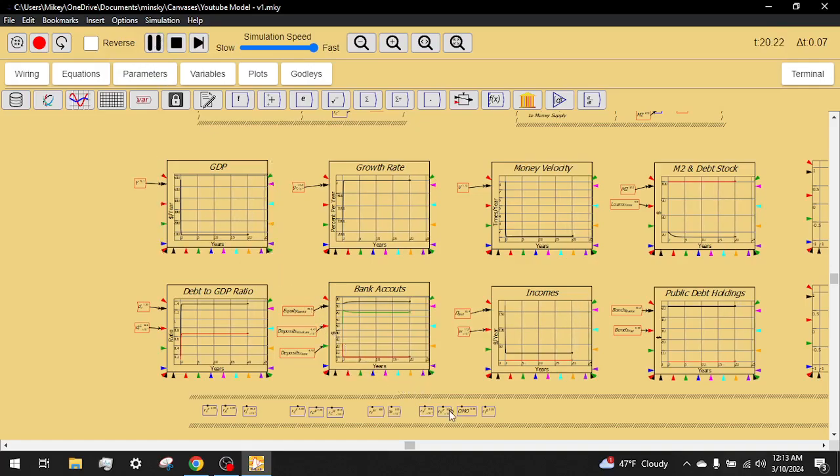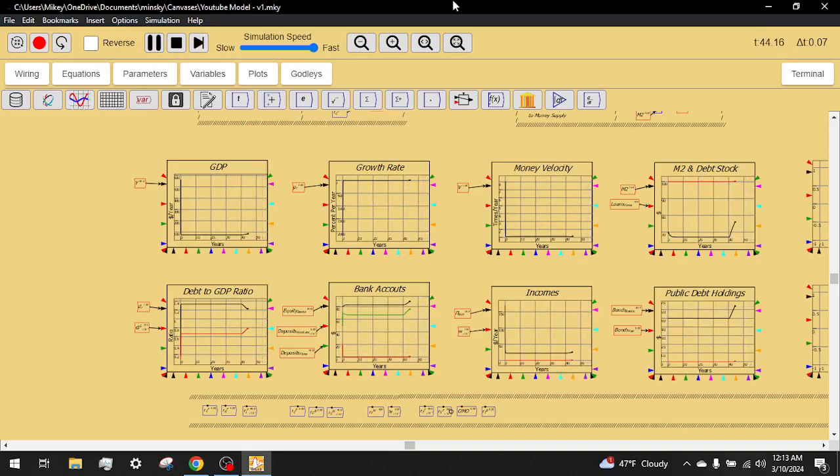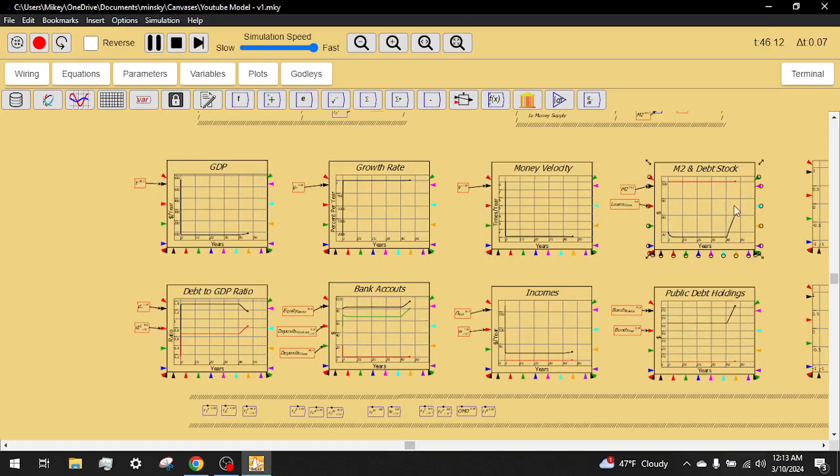And now I'm going to let the government run a deficit by increasing the rate of spending 1 point higher than the rate of taxation, and boom, we can see that the M2 money supply starts to increase. Public debt holding starts to increase, right? Because we're running a deficit, and now bonds are being issued and purchased by the banking system. Okay. Interesting. We also have the equity of the banks is rising, right? Because they're getting that interest income from the bonds. The deposit accounts of the workers is rising.